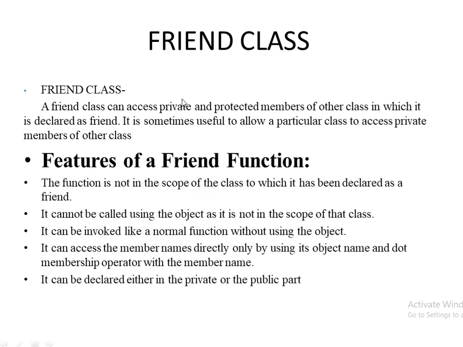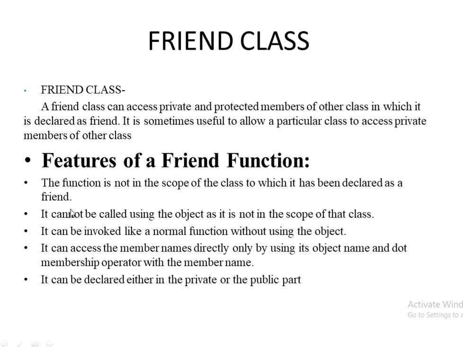Next, the friend class. A friend class can access private and protected members of the other class in which it is declared as a friend. It is sometimes useful to allow a particular class to access private members of another class. Like a friend having authority to access the things of a friend, a friend function accesses the members of the class. Here we are making one class a friend of another class, so this class is able to access the private and protected members, that is, all the members of that class.